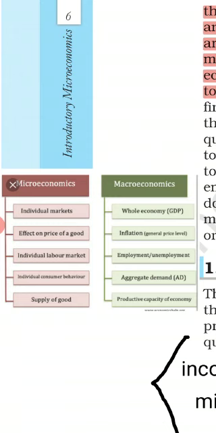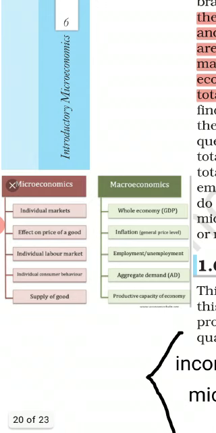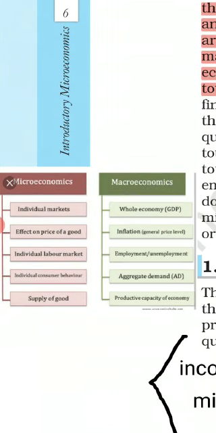In microeconomics, we study individual behavior, like individual markets, perfect competition, oligopoly, and the effect on the price of a good. If there is a decrease in supply, what will be the effect on the price of a good? Also the individual labor market and individual consumer behavior. Individual consumer behavior is like when there is an increase in price, the consumer will decrease the demand for the good. So there will be a decrease in demand. As for the supply of a good, if there is an increase in its price, then the producer will try to supply more of that good. So here we study individual consumer and individual producer behavior.